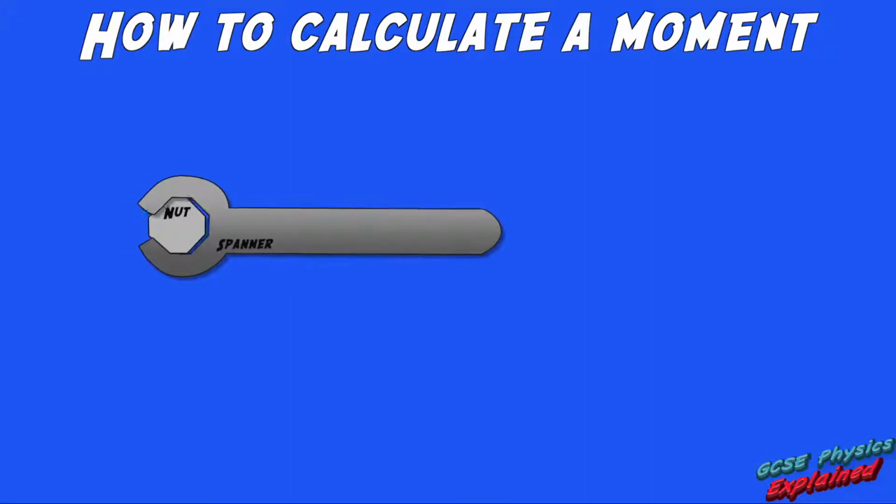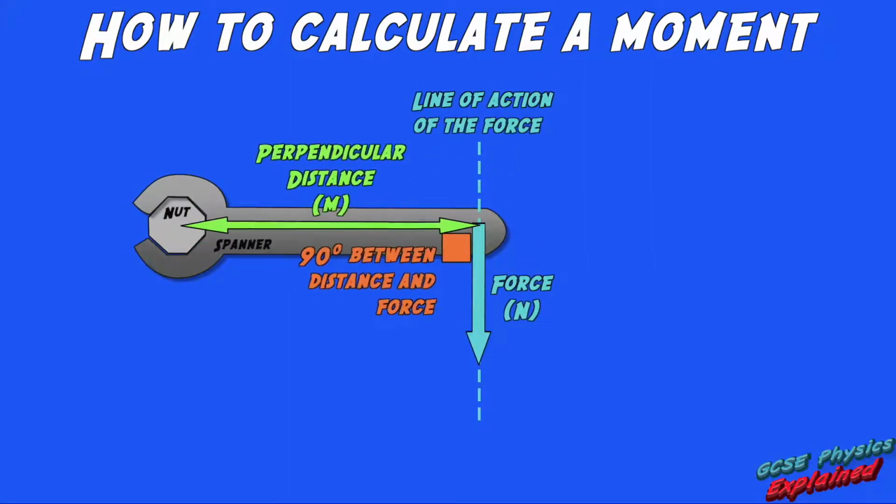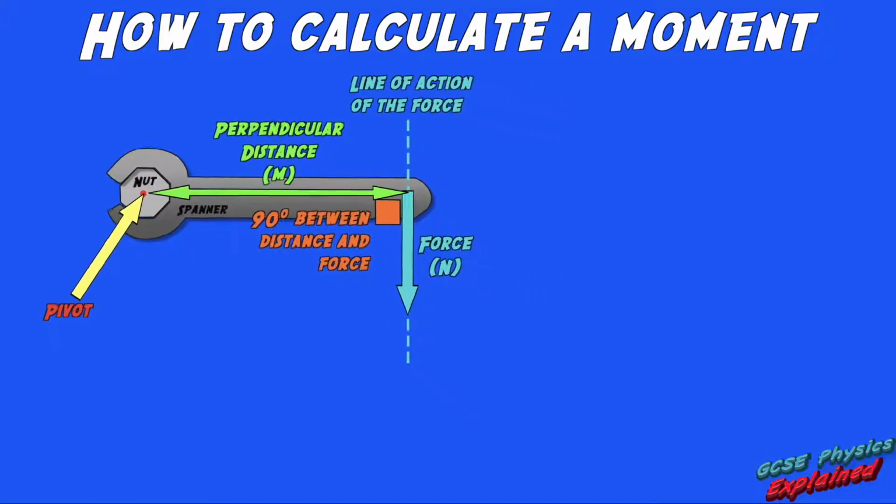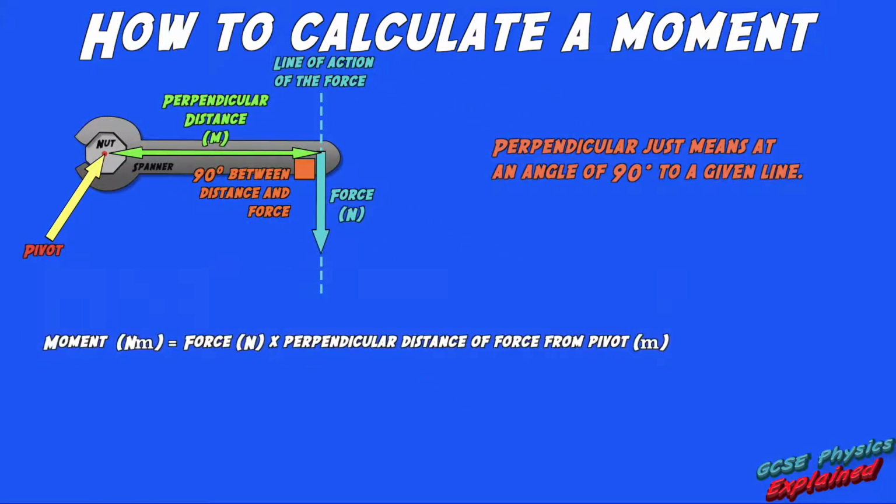A moment depends on force and perpendicular distance of the force to a pivot, as shown by the equation. Moment in newton meters equals force in newtons times by perpendicular distance of force from the pivot in meters. M equals F times by D.